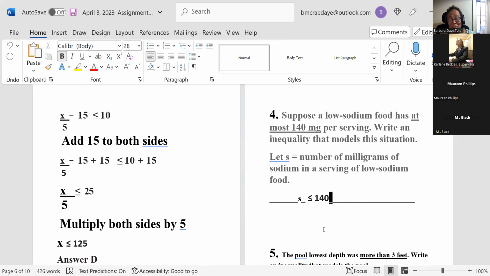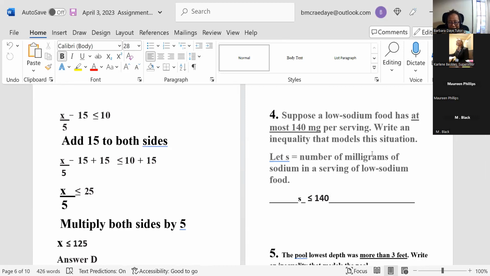Maureen knew "at most" meant less than or equal, and they gave you the variable to use. So your S, which is your number of milligrams of sodium in a serving of low sodium food, has to be less than or equal to 140, because it says, suppose a low sodium food has at most 140 milligrams. So that's what you write in the inequality form.